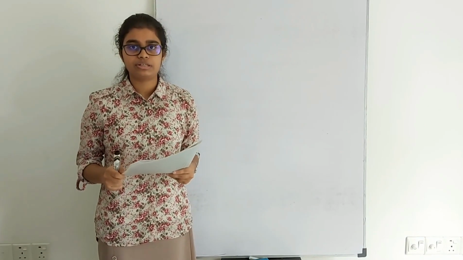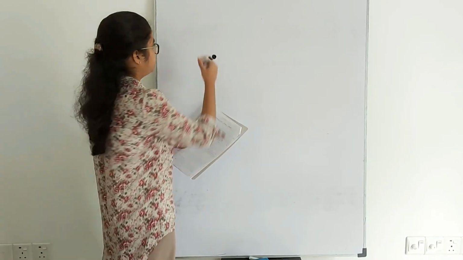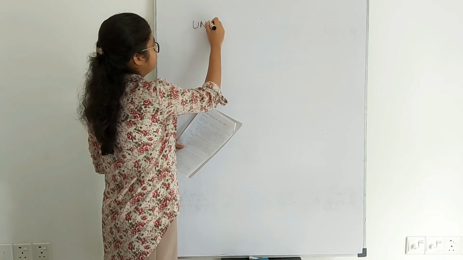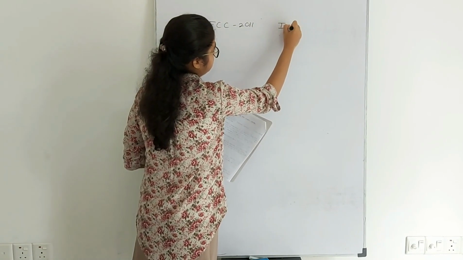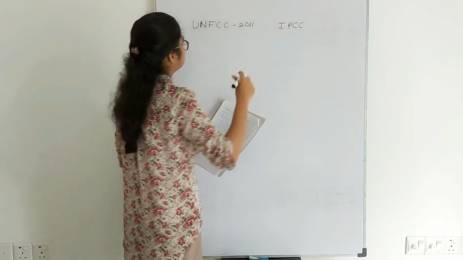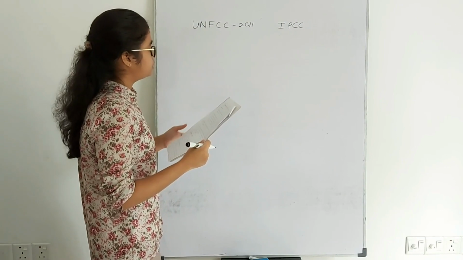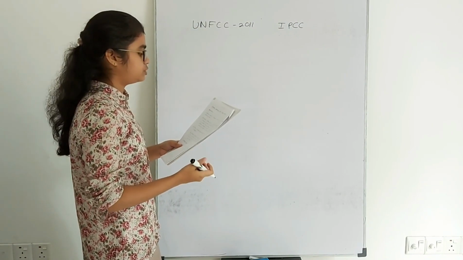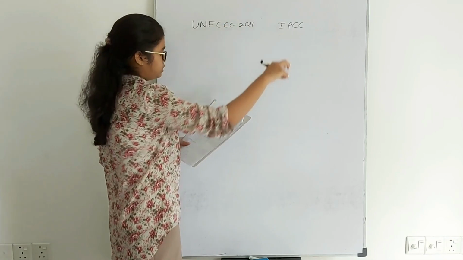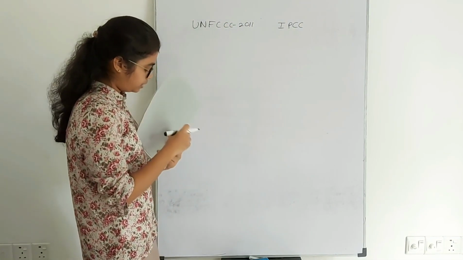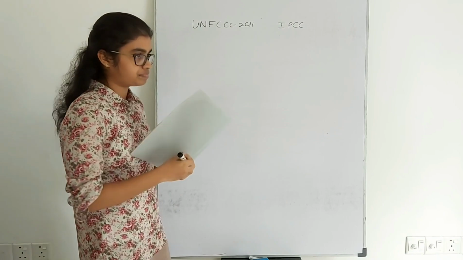So let's talk about global warming and climate change. In your resource book, you will find two definitions for climatic change. One is provided by UNFCCC in 2011 and the other is provided by IPCC. The first means the United Nations Framework Convention on Climatic Change, and the second means the Intergovernmental Panel on Climatic Change.